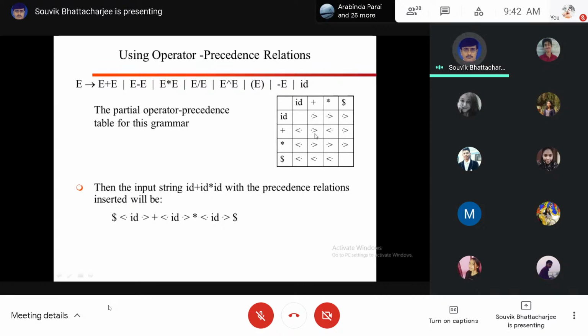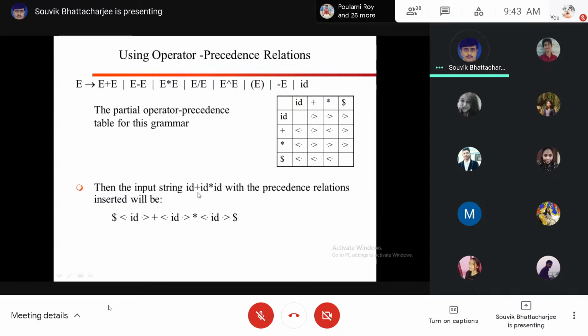Here, if there are two plus symbols, in that case we will consider left to right. That is, plus has higher precedence than dollar, plus has less precedence than star. Star has less precedence than ID, star has greater precedence than plus, left to right, star has greater precedence than star, and dollar has the lowest precedence.